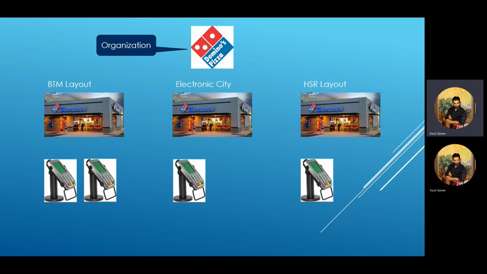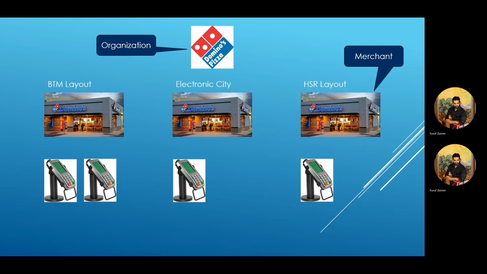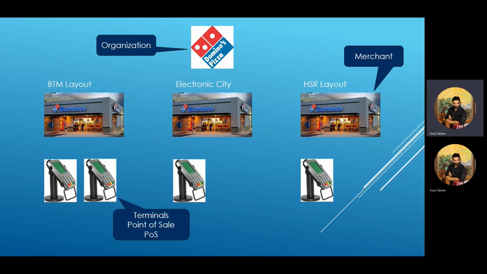So in this entire scenario, Domino's Pizza is the organization because it's the head, and each of these outlets in different areas can be called a merchant. And each of these merchants will have one or more of these devices installed where a person can make the payment. And these devices are called either terminals, point of sale, or POS. Different people call it different names.